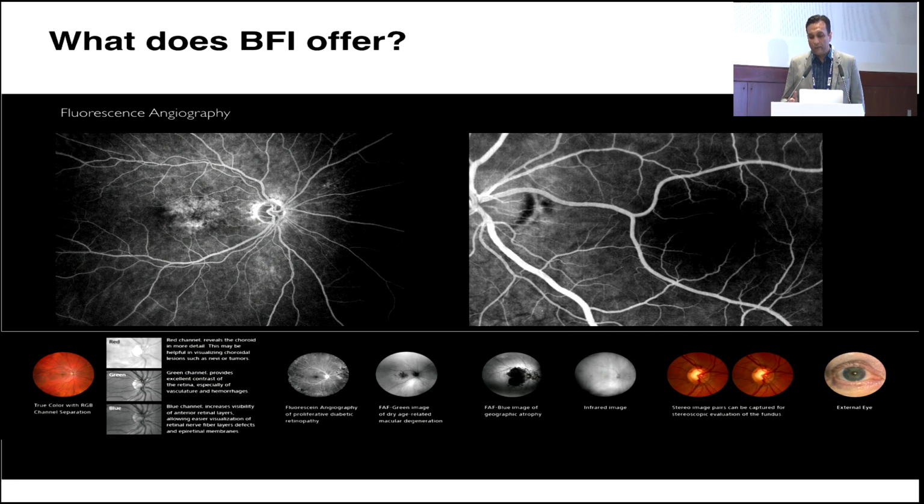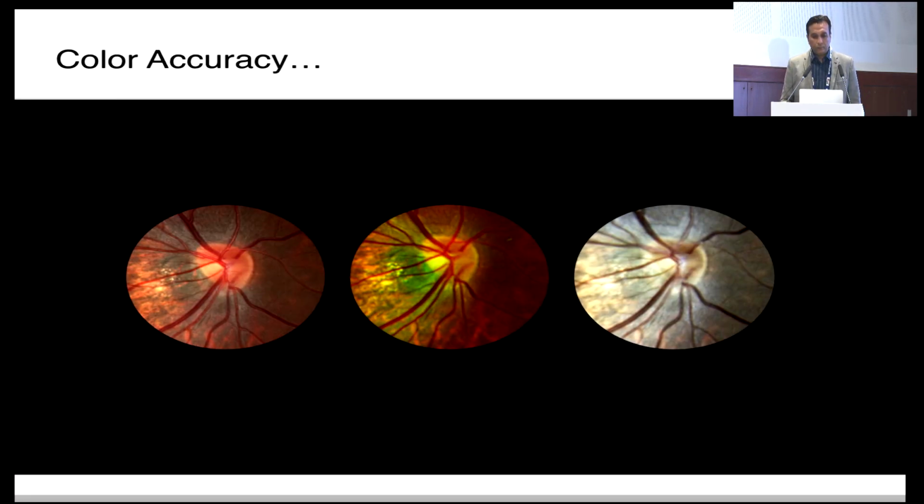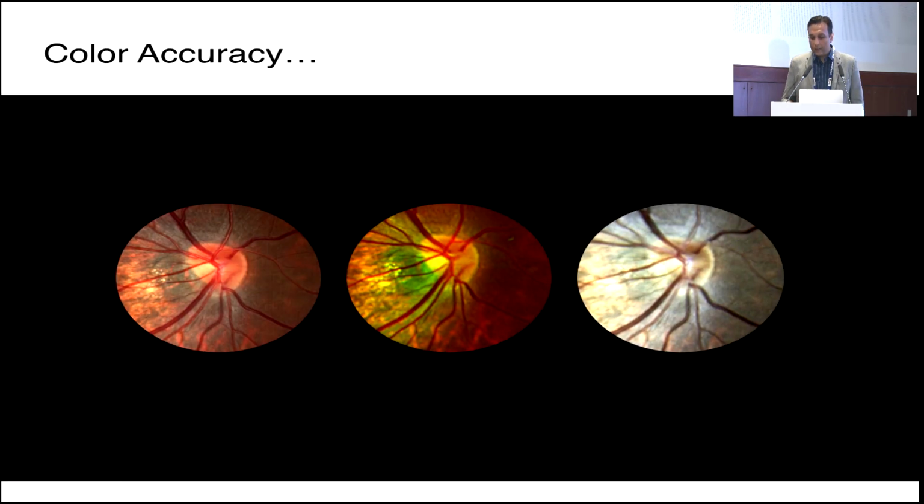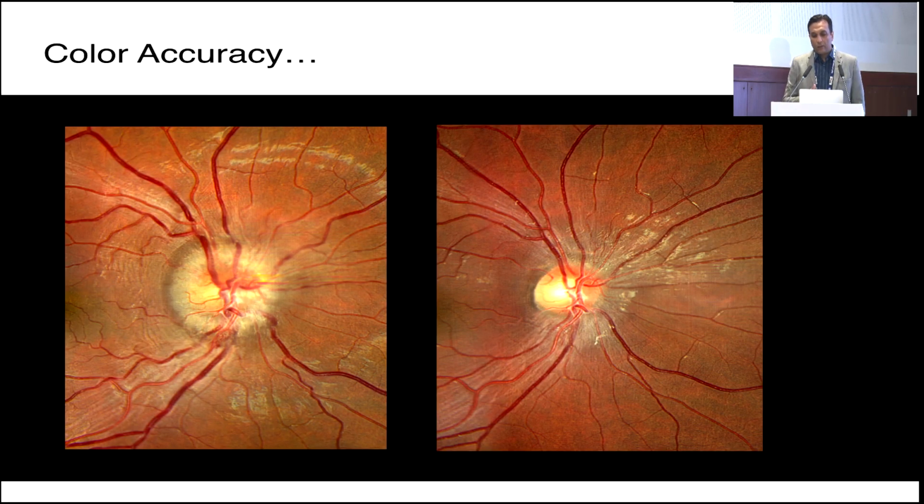So apart from a wide field photo, it gives you angiography, autofluorescence, external photo, and of course, various filters, red, green, and blue. And the color is actually what you see on a 90D or an indirect examination. So this was a disc edema, and after a posterior subtenon steroid injection, you can see the change, and you can see the clarity and the margins of the disc, almost as true as what you see clinically.